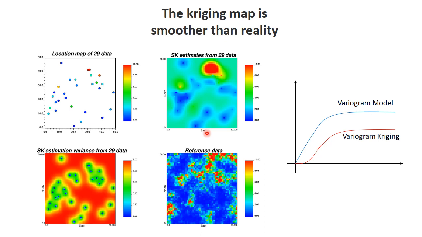So one thing we notice immediately is that this map is rather smooth, certainly compared to, for example, if I would reveal to you the actual reference data from which these 29 data are extracted. We notice this very smooth map. So why is that? Well, kriging is a regression model. In regression models, we try to minimize the square variance, and the result of that, like any regression model, is that it is a smooth model.